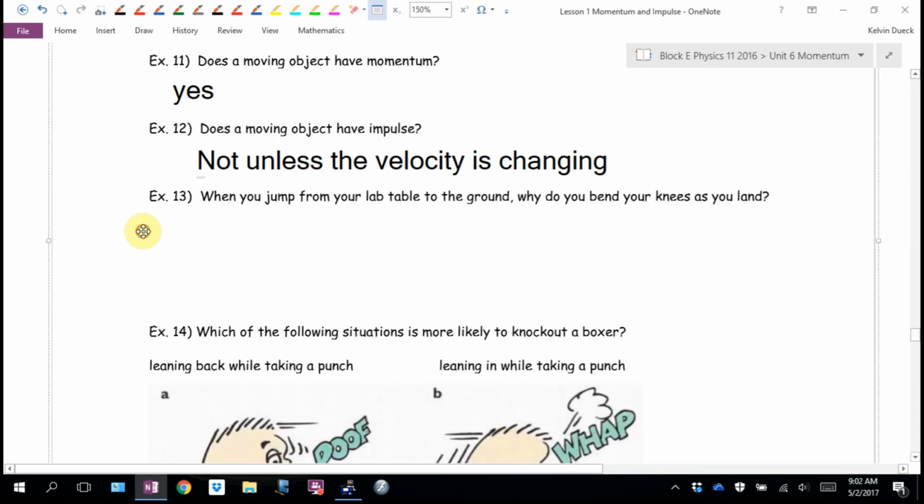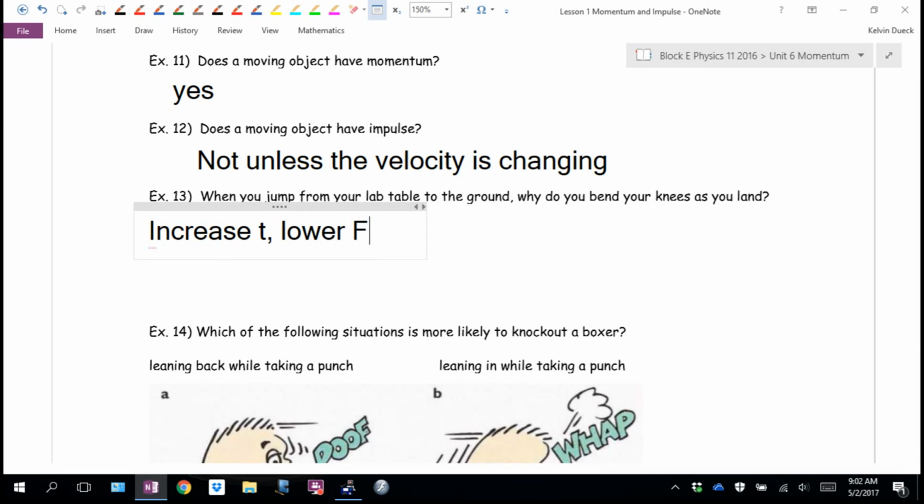Little playground physics, you all figure this out when you're about 4 or 5 years old. When you jump from your lab table to the ground, or in the playground when you jump from one of the apparatus down to the ground, why do you bend your knees as you land? She said to absorb the shock. Can you tell me that in terms of physics variables? Increase time, which means lower force, because you're stuck with the same impulse. You still want the final velocity to be 0.